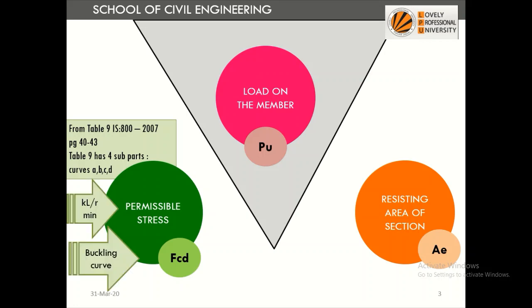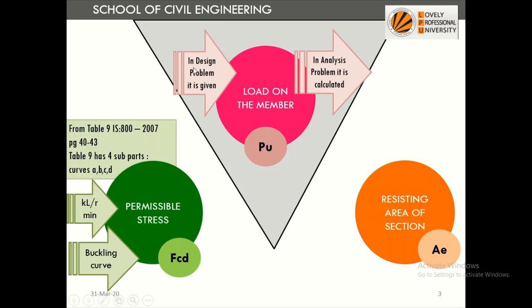Now the value of FCD essentially depends upon slenderness ratio and buckling curve. So KL upon r. What is KL? It is the effective length, and what is r? It is the radius of gyration. So load on the member is either to be calculated from the section that is given, or we have to design the section by the value of load that is given in the numerical.